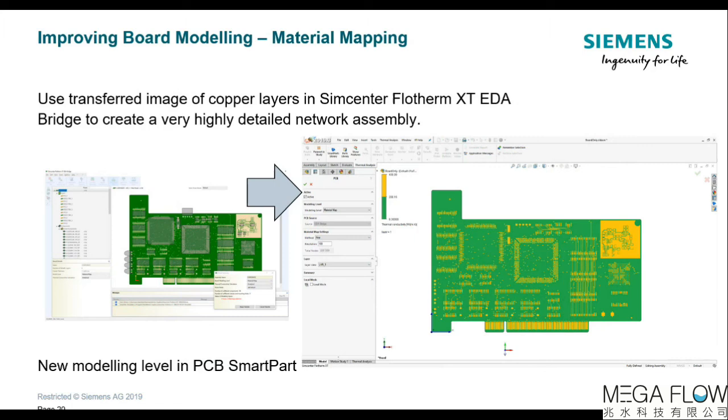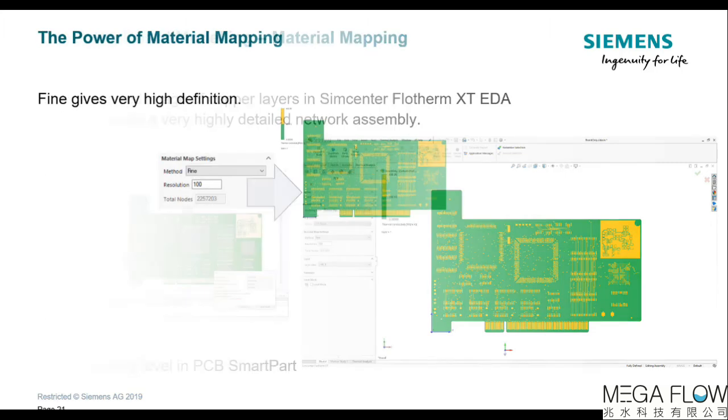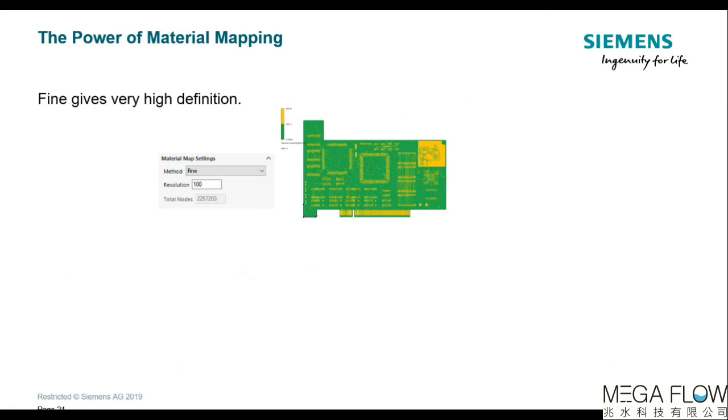Currently, when we import an EDA file, we can see images showing the copper traces in every layer. We can now transfer and use these images to create a highly detailed network assembly to describe the thermal performance of the internal structure of a board. We've called this material mapping, and in support, we have introduced a new modelling level in the PCB Smart part. As mentioned, we can create a very high-resolution representation of the exact copper distribution in a board. While this is a lot more efficient than modelling the copper traces as solid bodies, the result of explicit thermal territories, there is still a solution overhead.